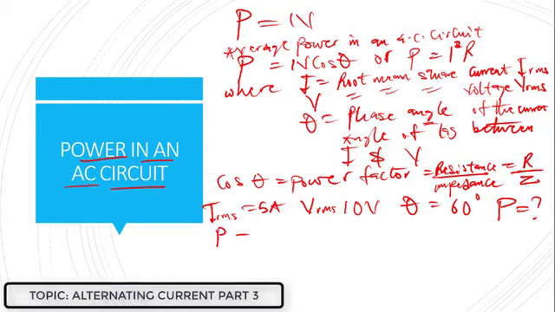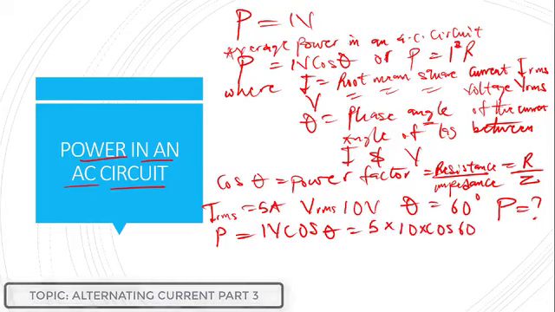So the power dissipated in the circuit is going to be given by P equal to IV cos theta. So we have our I as 5, our V as 10, and times cos 60, which is the phase angle of the current. When you do your calculations very well, everything is going to give you 25 watts. Of course, watts is the SI unit of power.